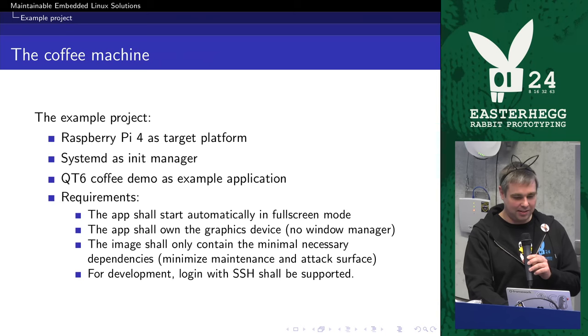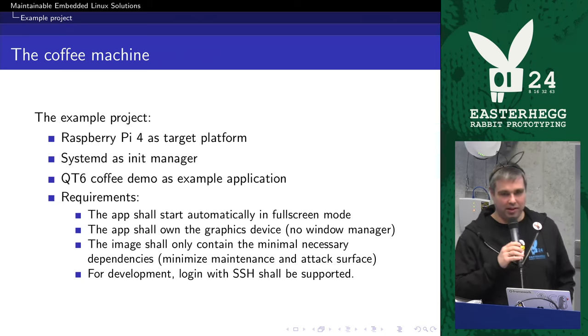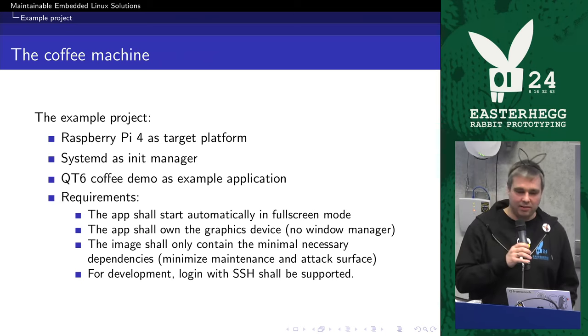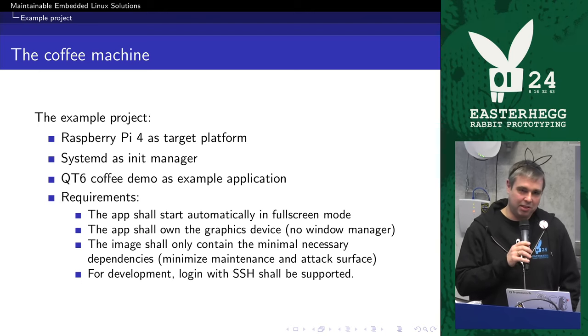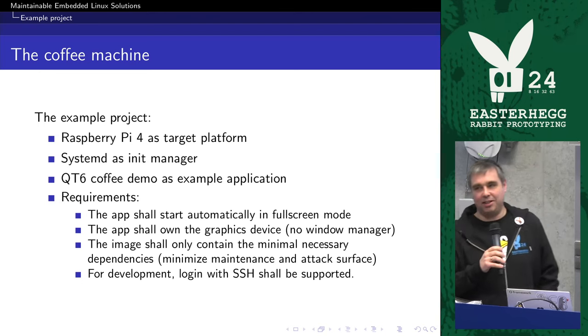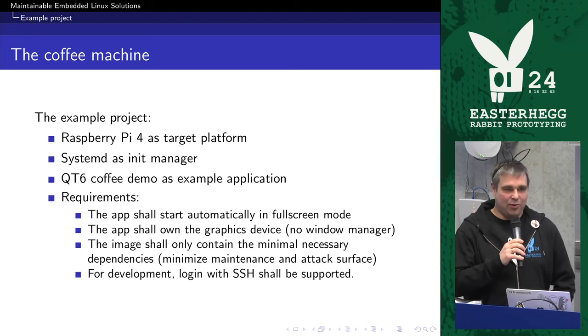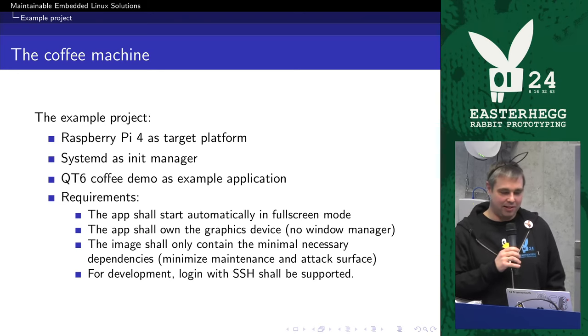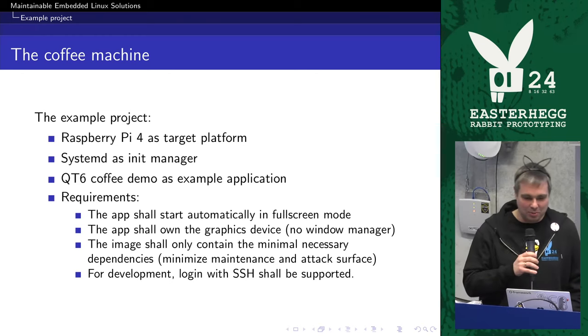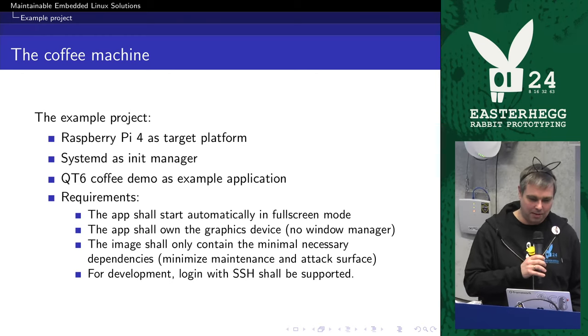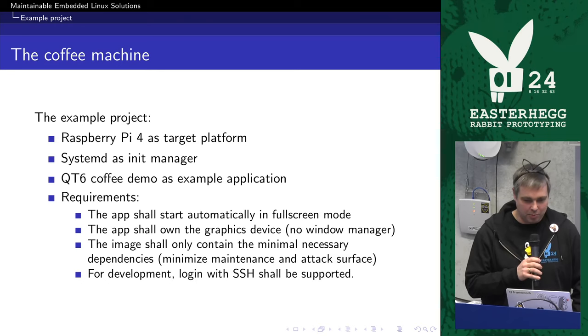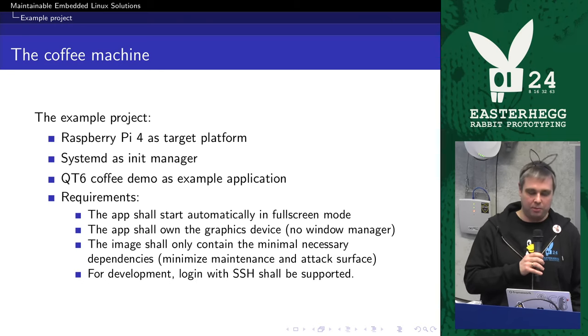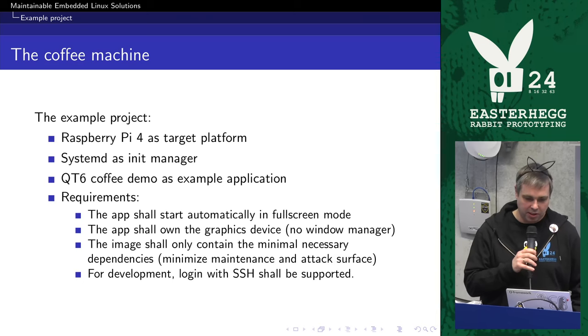And then let's take a look at a little bit more complex example. I mean, this minimal image is nice, but if a tool works or not, you find out if you try to build something real. And we tried to find something real to build. We have chosen the Raspberry Pi 4 as a target platform, again with systemd as init manager.